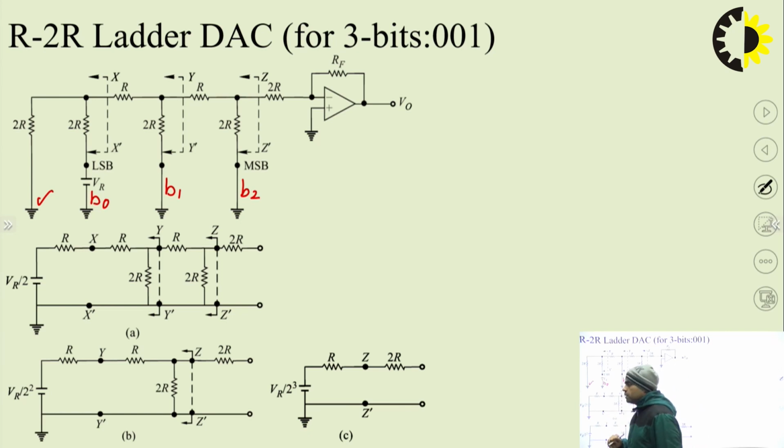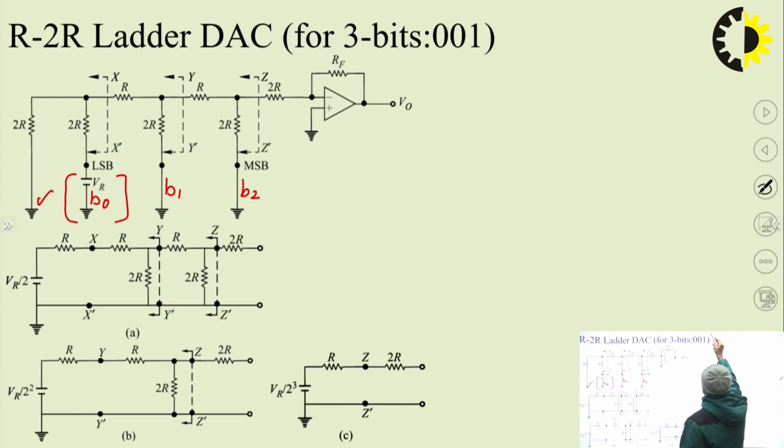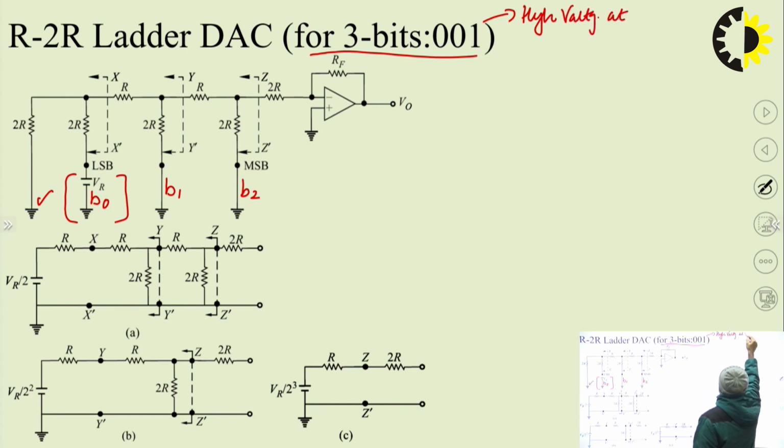To realize this, I am taking different scenarios. Let's suppose the voltage is appearing only at the LSB side. So I am going to take 3 cases: 0, 0, 1, that means high voltage at LSB only. Then the second case 0, 1, 0, then the third case 1, 0, 0. For the time being, I am taking the case 0, 0, 1.